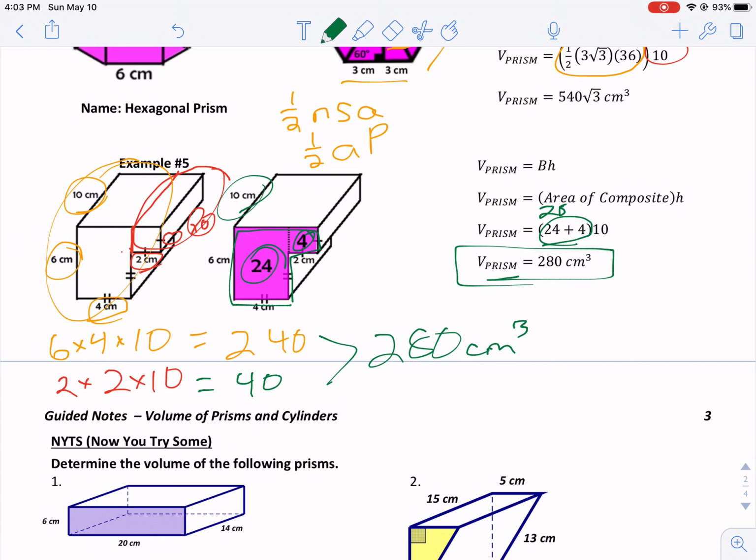So it doesn't really matter how you do it. I like breaking it into two separate solids and then adding them together at the end. If you want to find the two separate bases and then add them together and then multiply by the height, that works just as well. So you have options there with prisms.